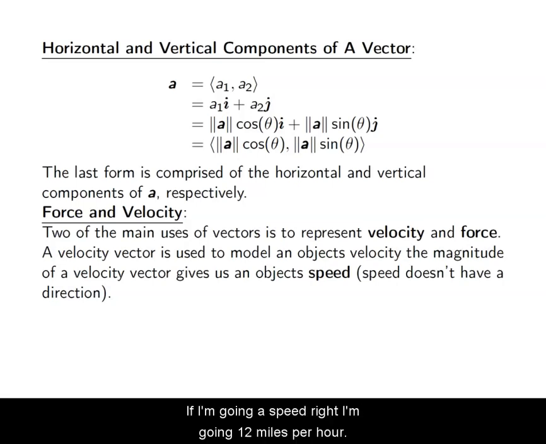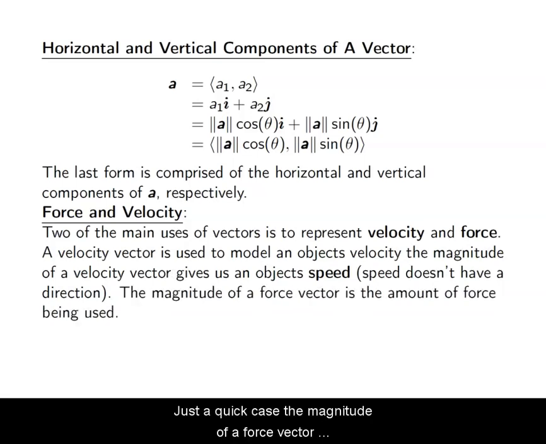If I'm going 12 miles per hour, I'm not telling you what direction I'm going. Am I going 12 miles per hour forward, or 12 miles per hour in reverse? You don't know, right? But a velocity vector tells you you're moving forward, backward, side, up, down, what have you, right? So just a quick clarification there.